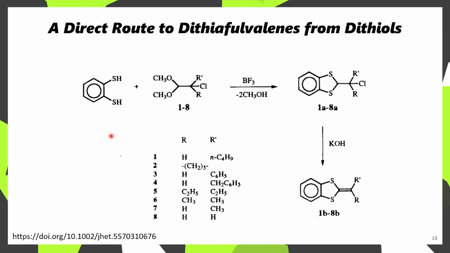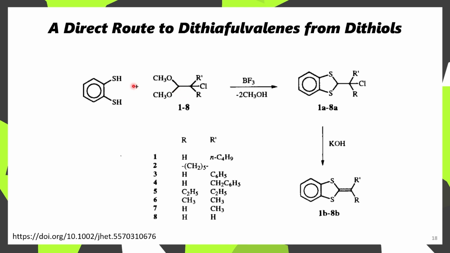Now, another way to prepare dithiafulvenes is using dimethyl acetals with an alpha chloro. So this could be, for instance, made through an alpha chlorination of an aldehyde using N-chlorosuccinimide, and then if you form the methyl acetal using PTSA and methanol, you'd be afforded with a product like this.